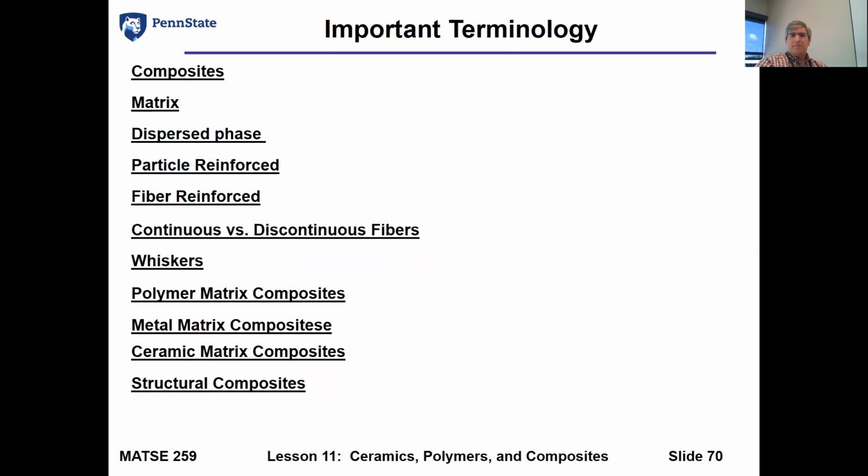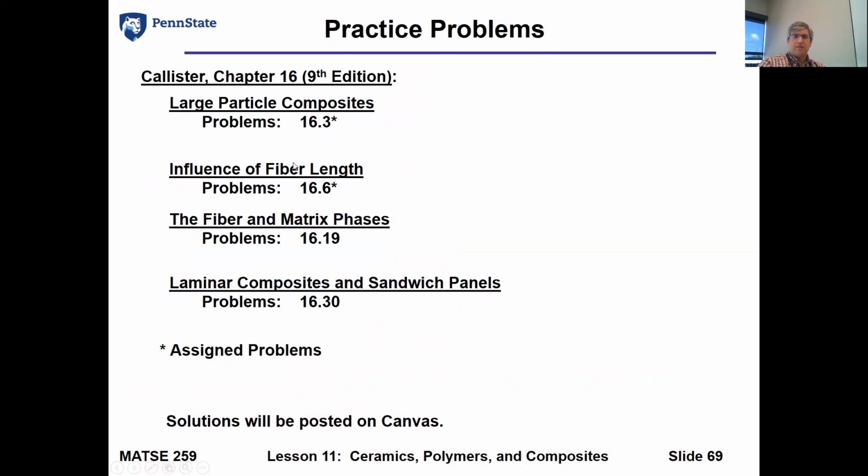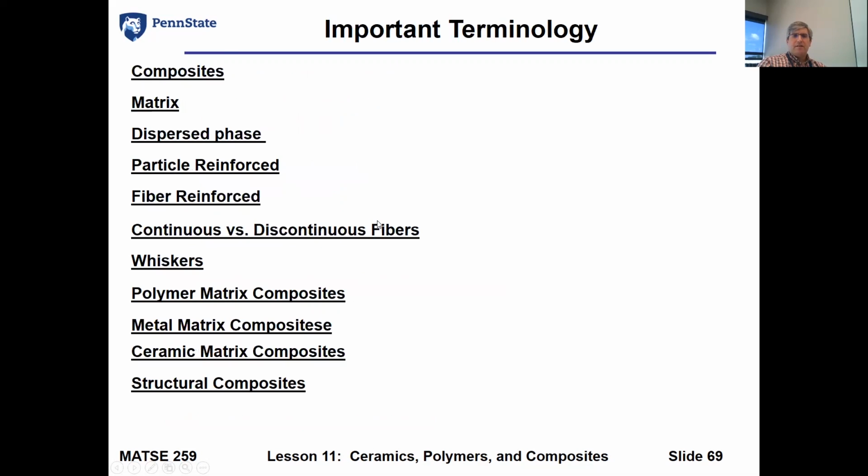Just as with ceramics and polymers, composites have certain terminology to keep in mind, and we hit upon each. The one that I would concentrate more on is continuous versus discontinuous fibers, because if you go back to here, you'll see the influence of fiber length. So being able to understand what that actually means is important in the design and the ultimate properties of a composite structure that may be fabricated.